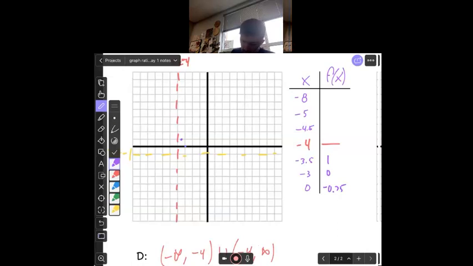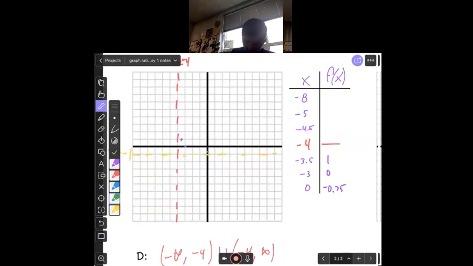-3, 0. It's easy enough to find. And then 0, -7.5. So 0, and -7.5. I didn't do a great job of writing this, so let me clean that up a little bit. Asymptote. So 0, -7.75 is right here, right above that asymptote.